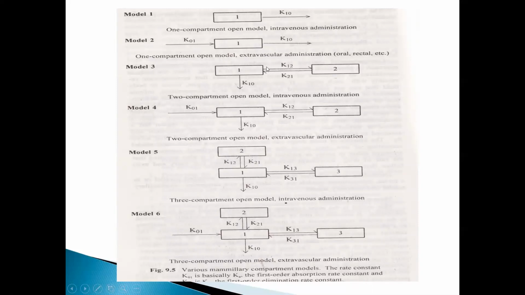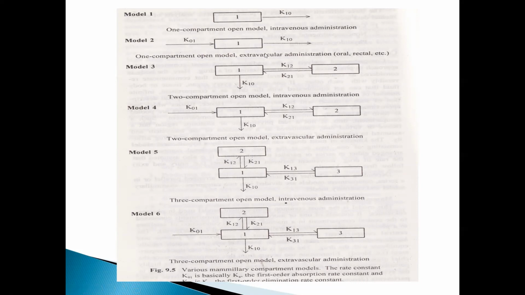In a two compartment model, you can see there are two compartments. There is a central compartment and a peripheral compartment. The tissues or organs which have the same type of blood flow can be grouped into one compartment, and those which have poor blood flow into another compartment.